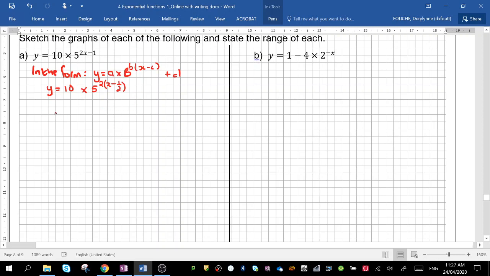Okay, now we can talk about what these transformations mean. So we know that our a value is equal to 10, and that means that it is not reflected. Remember, a positive a value means it is not reflected. And it is dilated by a factor of 10. Okay.